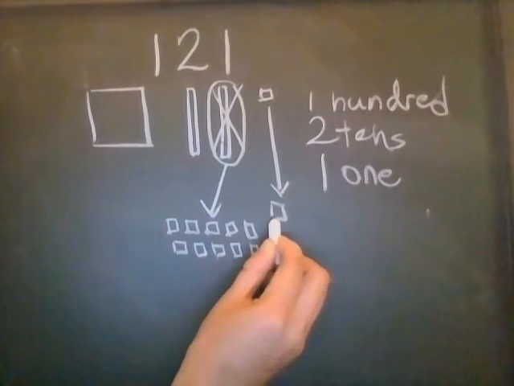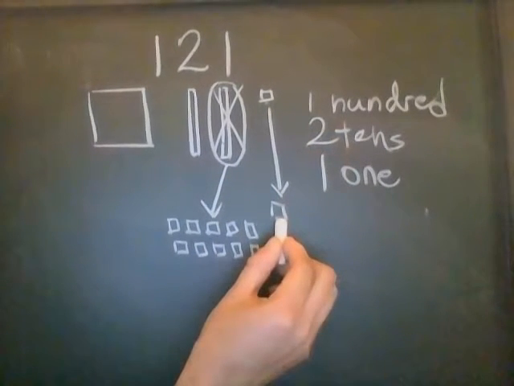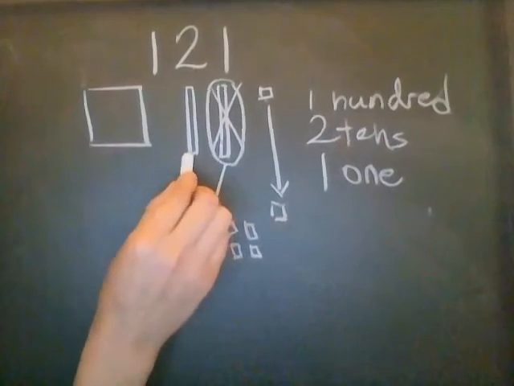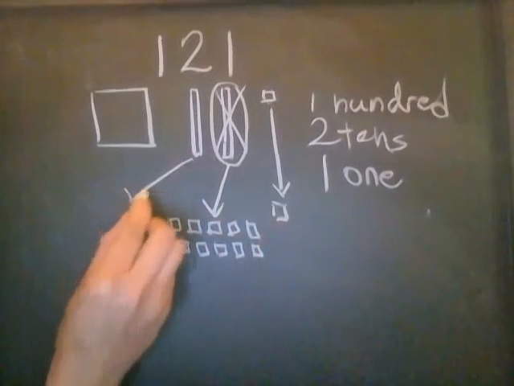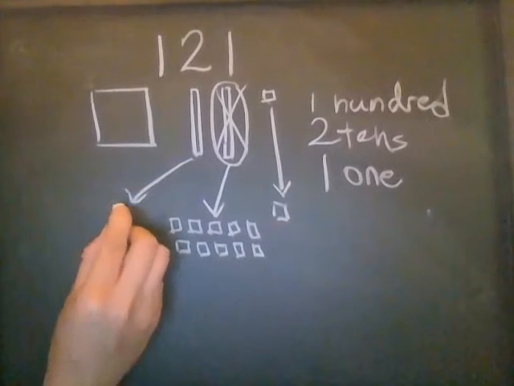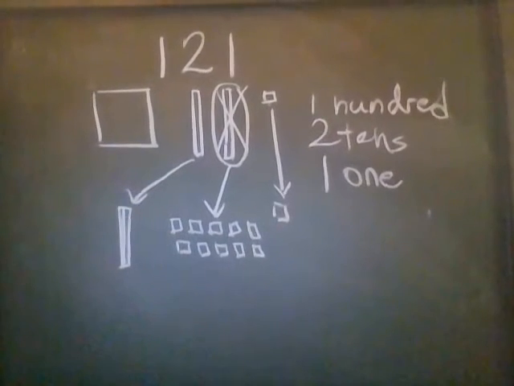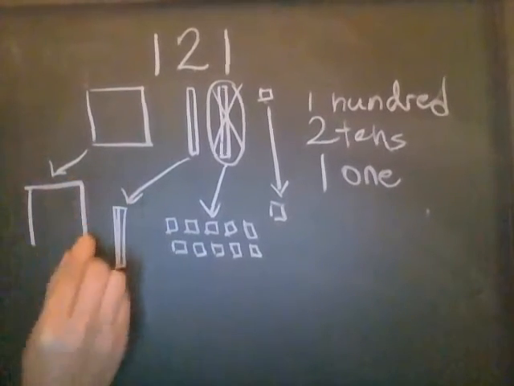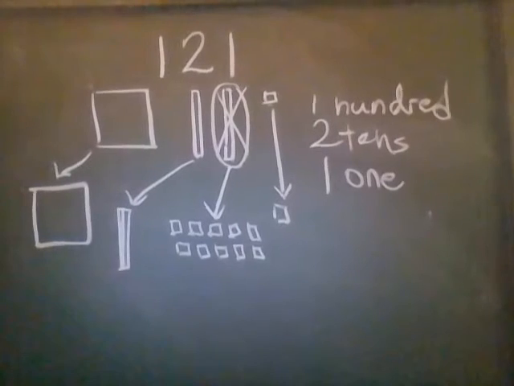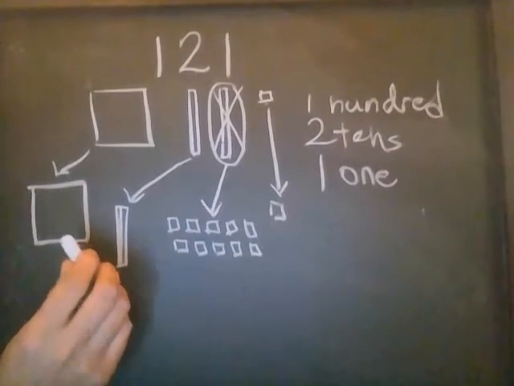Why do I have this one still here? Because that one was already there. I still had to bring it down. Now, this 10 bar, I'm going to leave it alone. So I'm just going to bring it on down and keep that little 10 bar. And I also have to keep what? My 100.